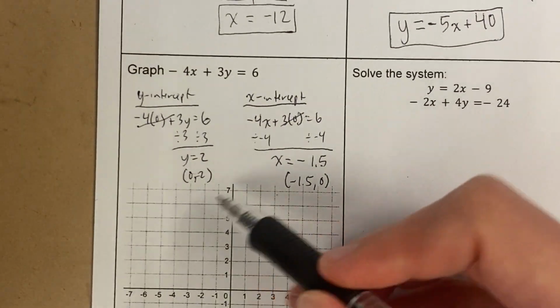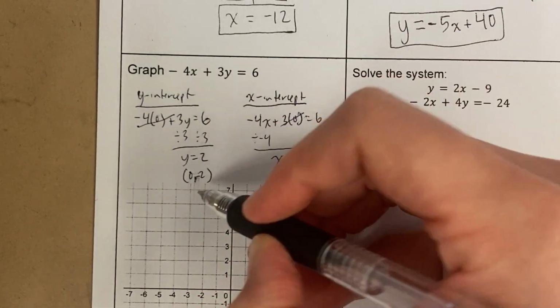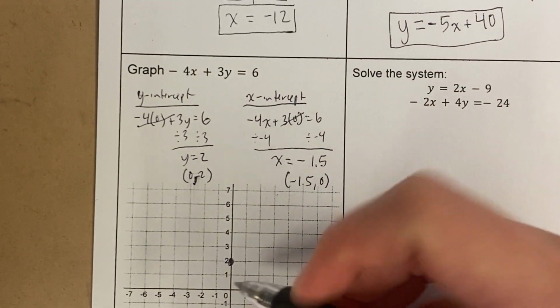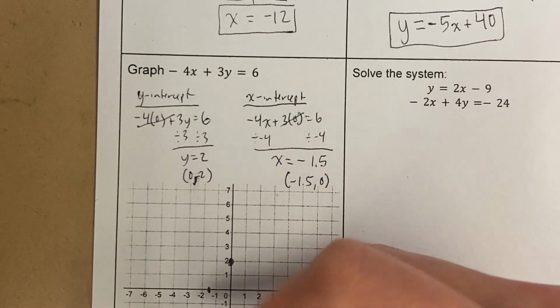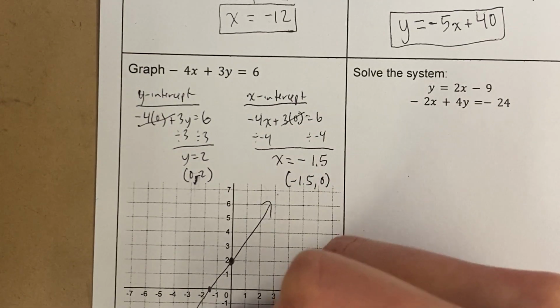Okay, so this is, this is pen not working out for me. This is 0, 2, not sure why it looks negative. And this is negative 1.5, 0, right? Which is right between negative 1 and negative 2. So my line looks like this, okay?